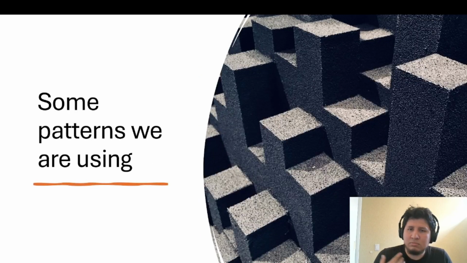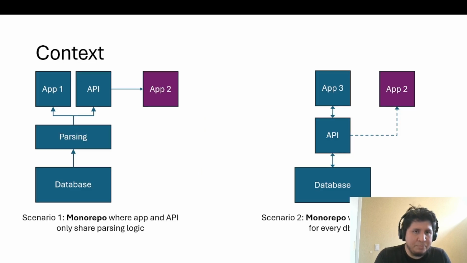Okay, so I'm here to present some patterns we are using. I'm calling these patterns because this is still not a framework. It's not quite built in this way yet. For context, the applications we are using APIs for have two scenarios right now. In both cases, the API will be consumed by a second, different application. So this is why we need the API in the first place.